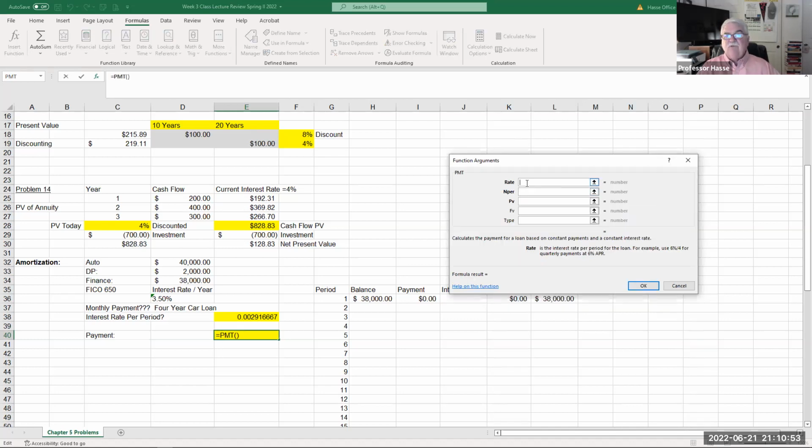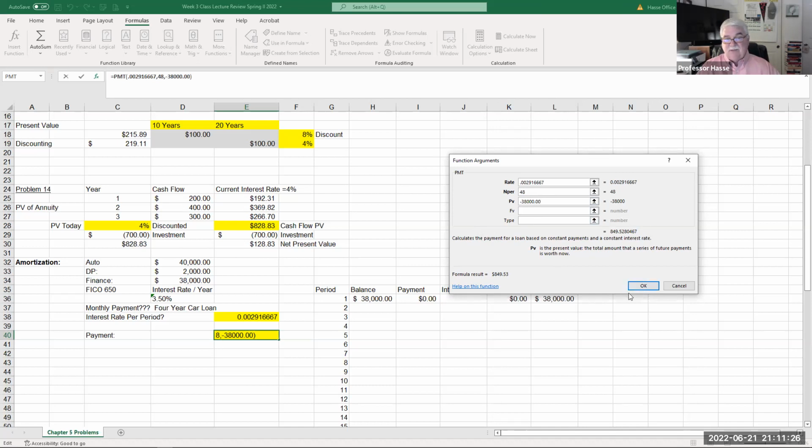Interest rate is the interest rate per period. So now you just type in 0.002916667. There's my interest rate per period. Over how many periods? Well, there's 4 years, 12 months a year, 48 periods. I'm borrowing 38,000, minus $38,000. That's the present value of the loan. What is my monthly payment?